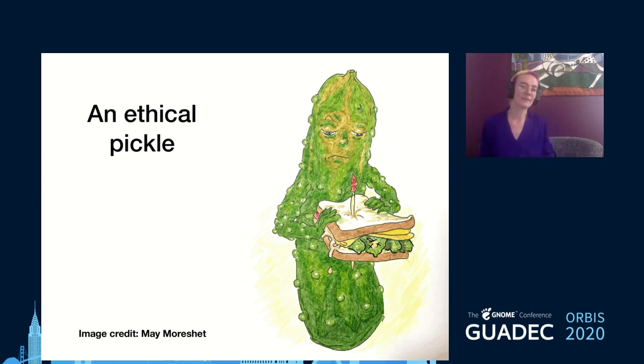I don't know if this slide is going to work. It seems very still. There's a really great picture of a pickle. So one finds oneself in a real ethical pickle when you're thinking about, okay, so I think there's a real believer in it.